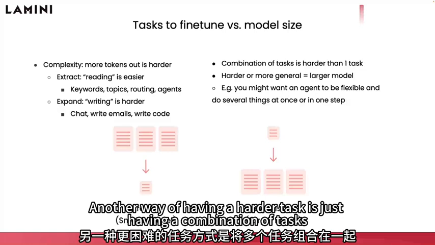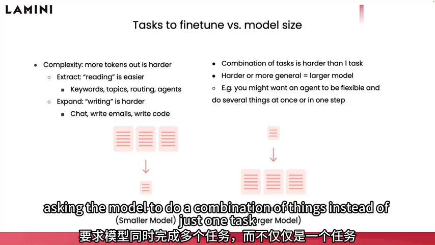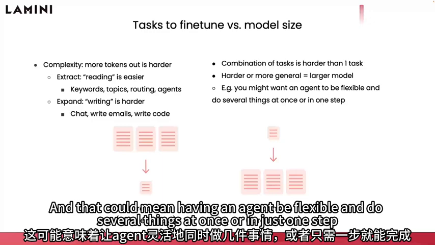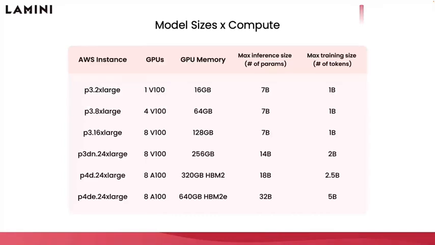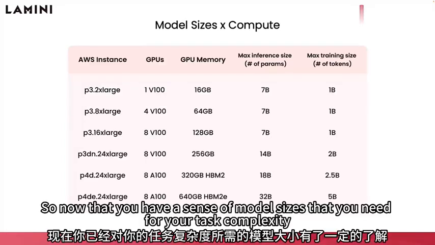Another way of having a harder task is just having a combination of tasks, asking the model to do a combination of things instead of just one task. And that could mean having an agent be flexible and do several things at once or in one step as opposed to multiple steps.